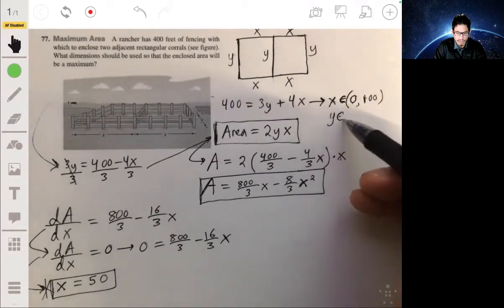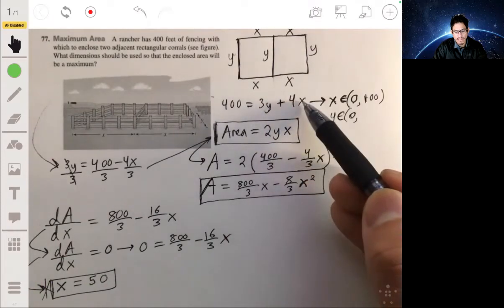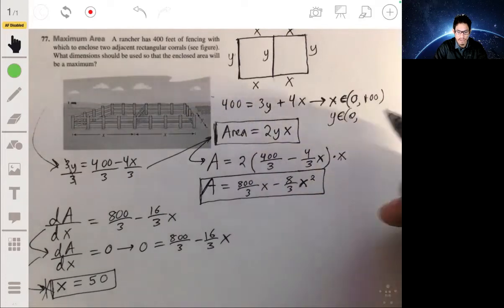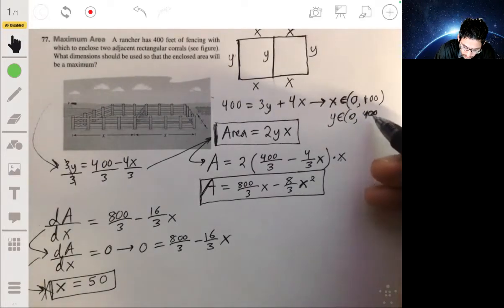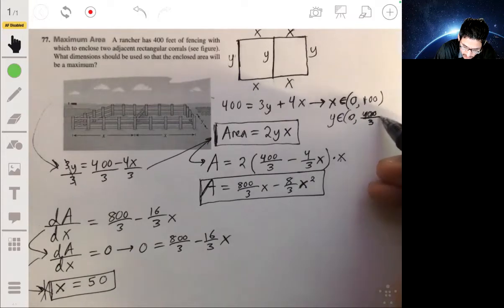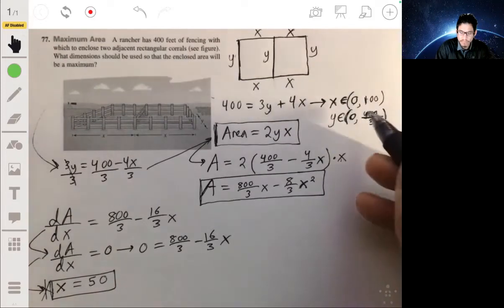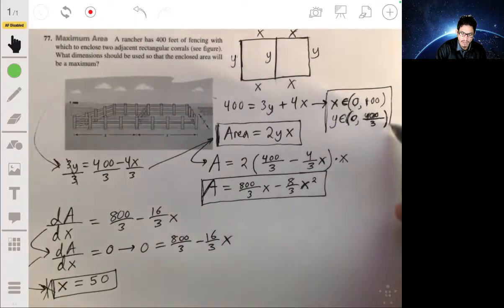Now, y obviously can't be 0 or less either. To find the maximum value for y, if we could technically make x 0, y would be up to 400 over 3 feet, 400 thirds, or 133.33 repeating feet. So the largest value would be right up to 400 thirds. So we basically have an open domain and range. These are all the values we're restricted to for x and y.